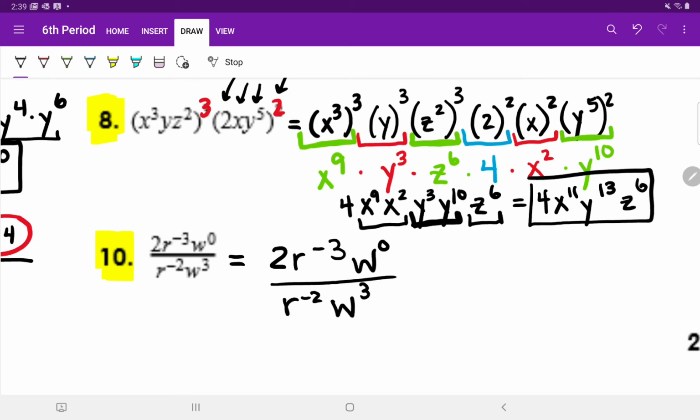Okay, so first things first, I see a w to the 0. That's just 1. We can just cross this off because this would be like saying, times 1 up here at the top, and we don't need that. So I'm just going to get rid of it.